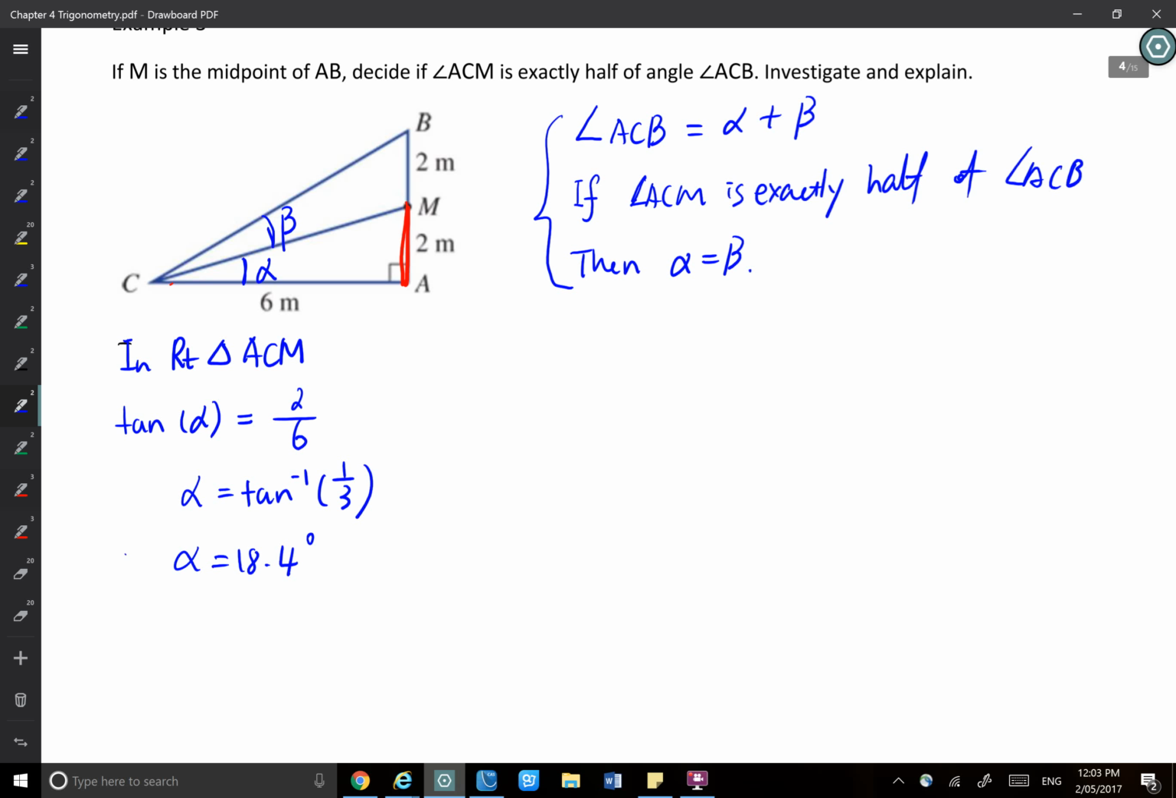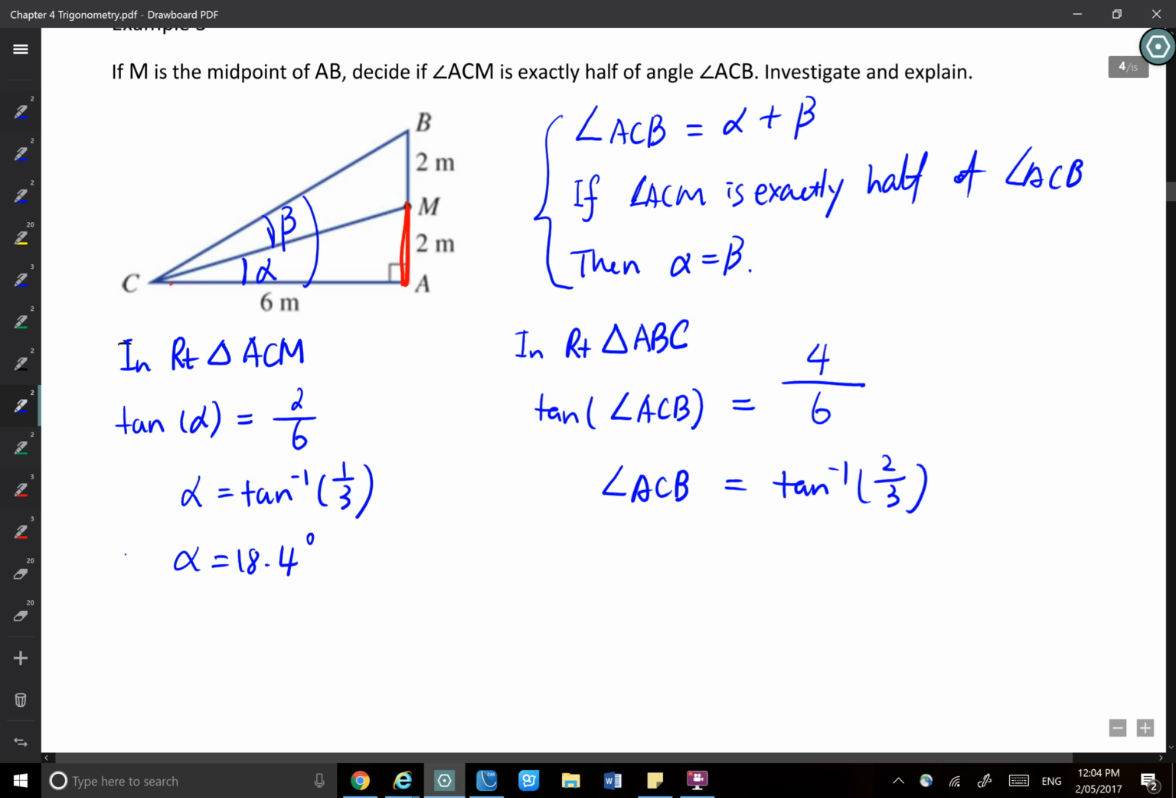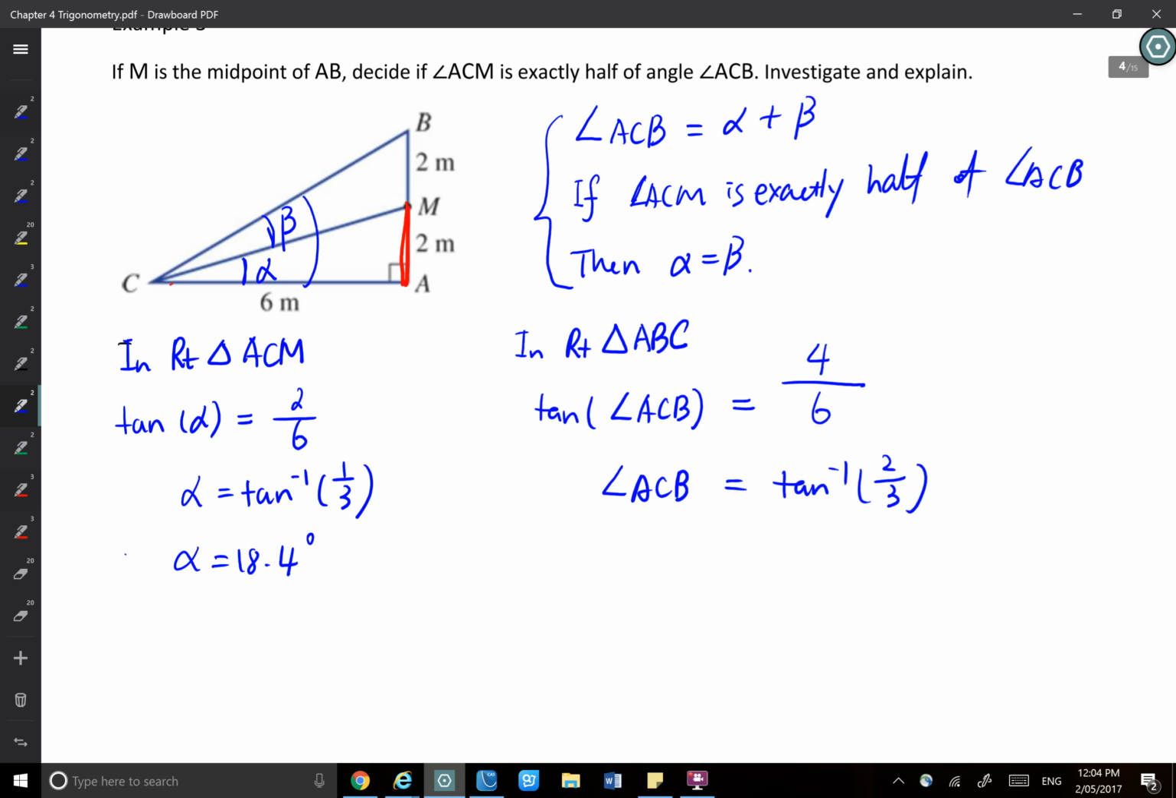I have worked out alpha and I also worked out beta as well. But I can't really put beta in a right angle triangle. Instead, I can work out the big angle here because it's in that right angle triangle. So in right angle triangle ABC, tangent of angle ACB, the big angle ACB, equals opposite, which is 4, over adjacent, which is 6. Angle ACB equals tangent inverse 2/3. Do you think tangent inverse 2/3 will equal 2 times tangent inverse 1/3? Have a guess. Do you think that's true?